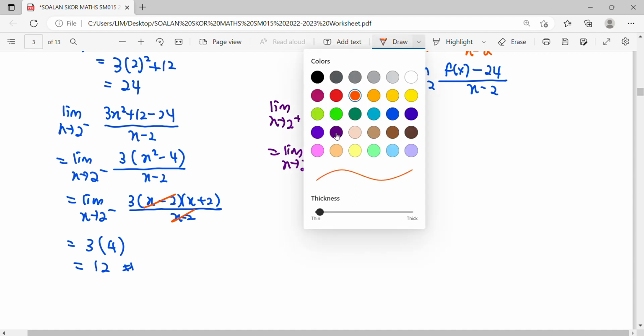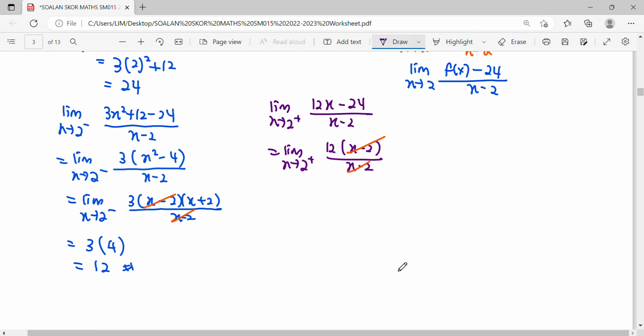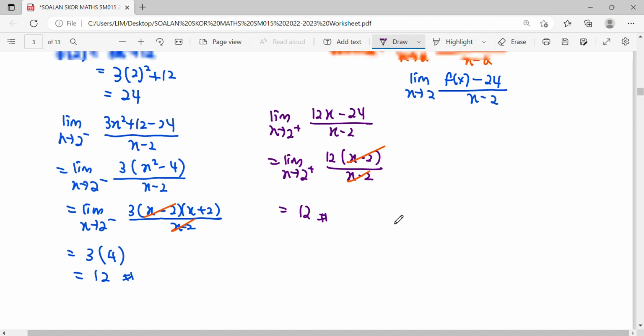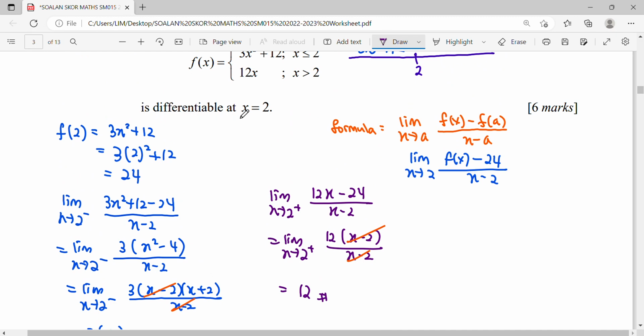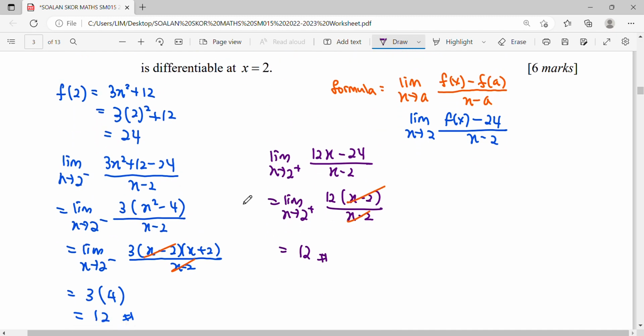Limit of a constant will give you the constant 12. Then only we can conclude what happened to the limit as x approaches 2. Since left hand side and right hand side are equal, the limit as x approaches 2 will be equal to 12. That means this function is differentiable at x equals to 2.